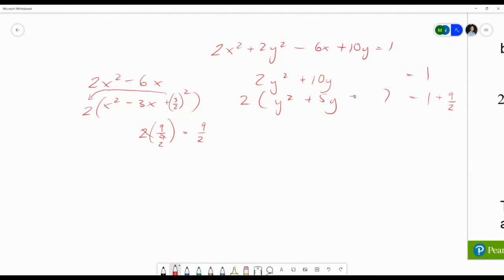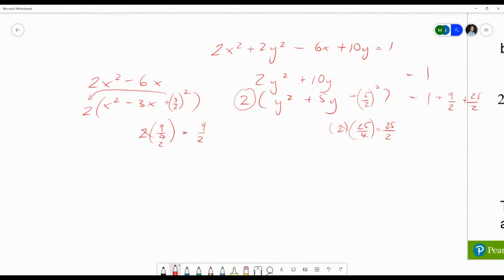Same thing here. Take half of b and then square it. That gives me 25 over 4. Then multiply it by the number I factored out. So we have 25 over 2. So add 25 over 2 over here.